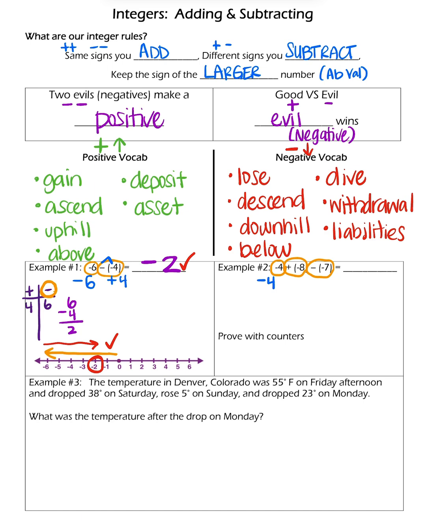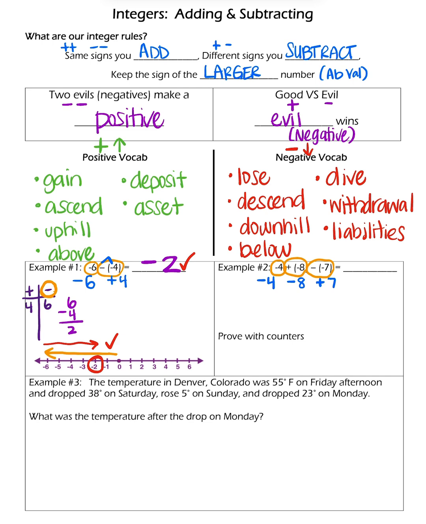My second circle has 2 signs. We have both a positive and a negative. We can see the positive here and the negative here. So that is a good versus evil situation. So evil is going to win. So I'm going to write that as just negative 8. And our last circle, again, has 2 signs. We have a negative here and a negative here. And again, that is 2 negatives or 2 evils make a positive. So that is actually going to turn into positive 7.